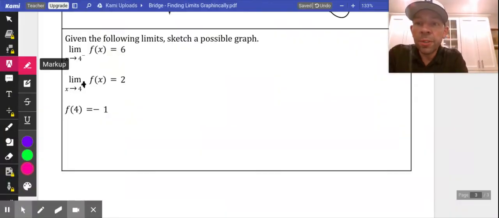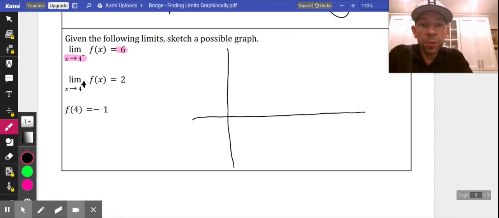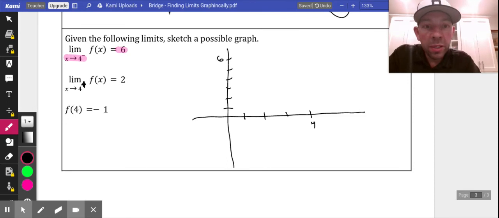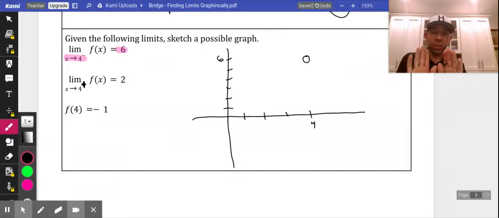Okay, so the first thing I notice is that the limit as x approaches 4 from the left equals 6. So what that tells me is, let's see, we're approaching 4 from the left. There's x equals 1, 2, 3, 4. We've got 1, 2, 3, 4, 5, 6. We'll say 6 is right there. I'm going to start by marking an open circle at what I think is the point 4, 6. I don't have enough information just yet to know whether that circle should be closed or open, so I'm just going to leave it open for now. I may come back later as I read the rest of the given and close it up.